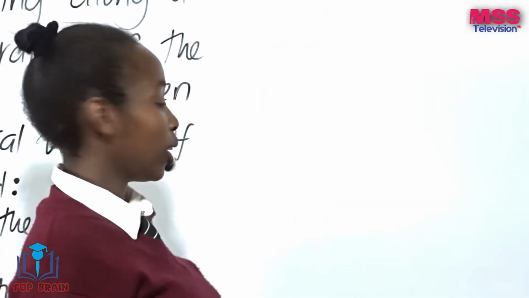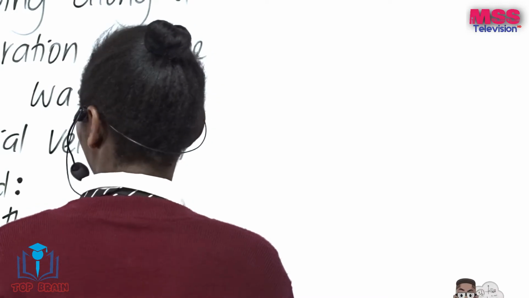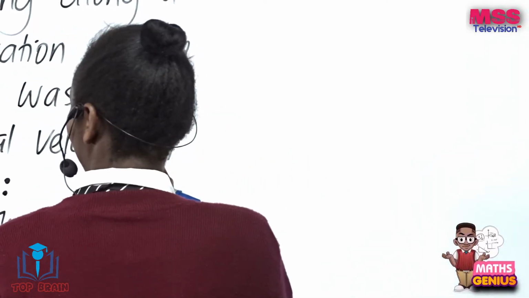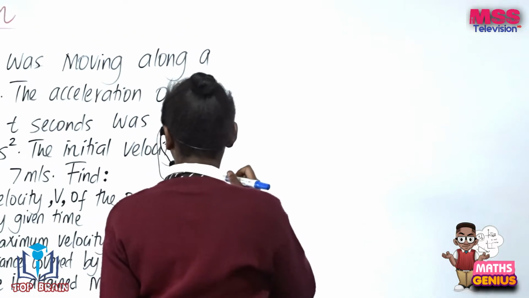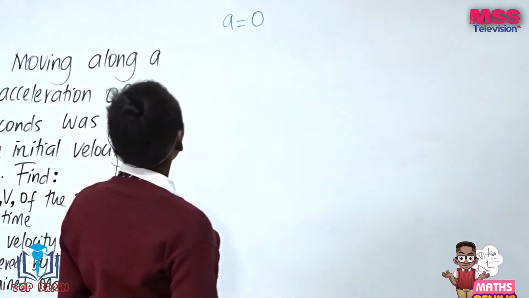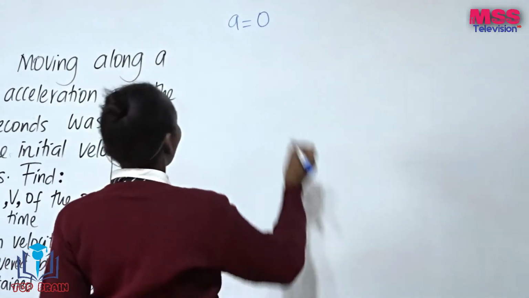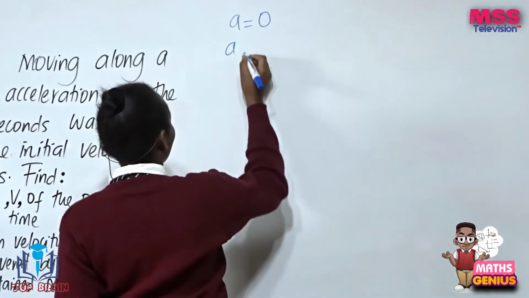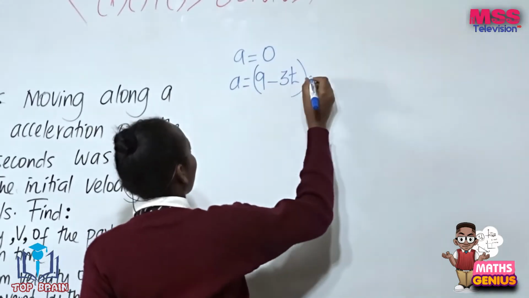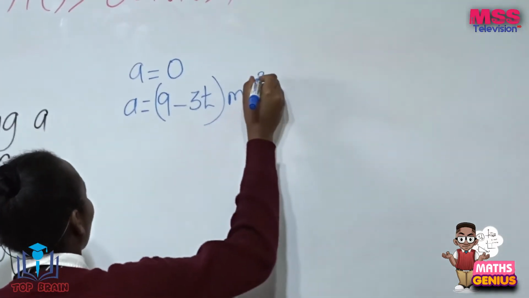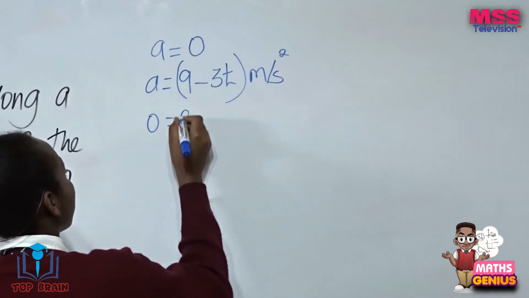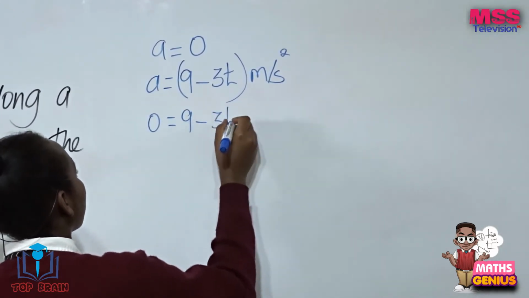On to part B, the question requires us to find the maximum velocity of the particle. And we know that the maximum velocity is when the acceleration is equal to 0. So we go back to our question where acceleration is equal to (9 minus 3t) meters per second squared. The acceleration is 0, so 0 is equal to 9 minus 3t.